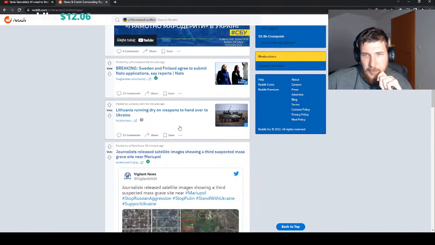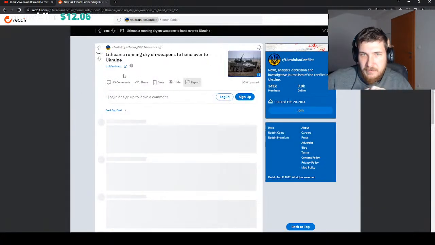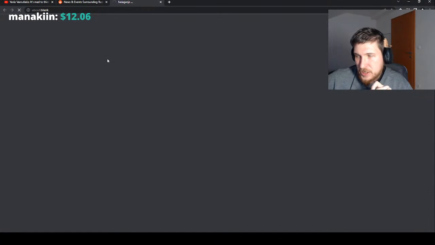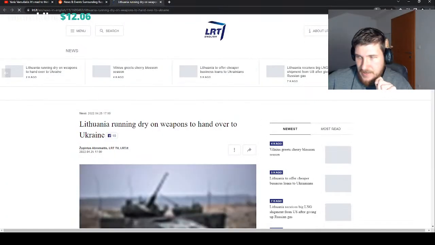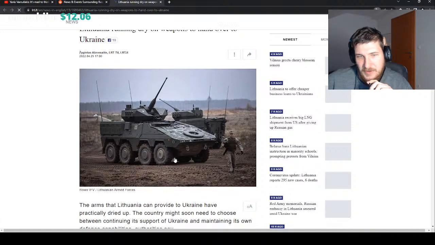Lithuania running dry on weapons to hand over to Ukraine. What? Okay, this is another thing. Why are neighboring countries almost giving away weapons that they might need in a world war? Like, what is actually going on, right? It's so weird, these ideas. Let's say that Russia actually invades. What is Lithuania gonna do? Are they gonna beg for weapons like Ukrainians are right now? Or what will happen, right?